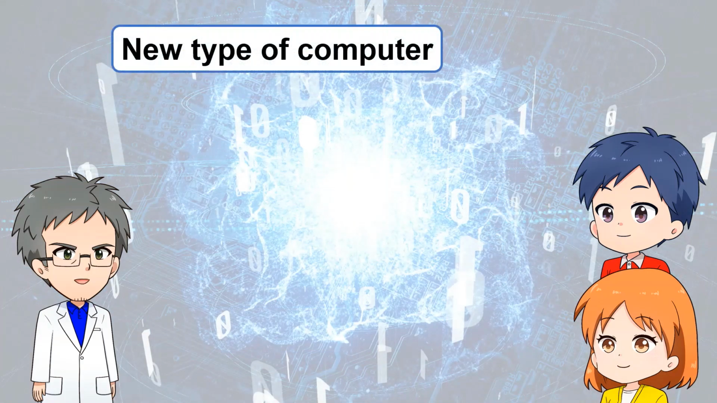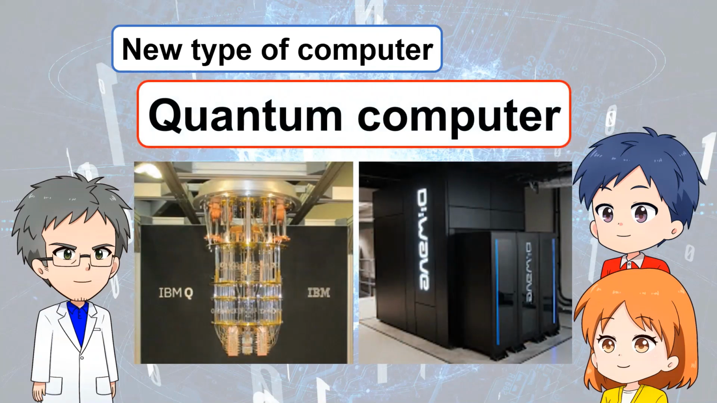Next, let's talk about an entirely new type of computer. Experts are building a computer that uses new methods to perform calculations that take a long time, even for supercomputers. It's called a quantum computer. What's a quantum? I bet it's going to be a complicated explanation. Are you ready, Will? I'll try to explain it as simply as possible, but it might be difficult.